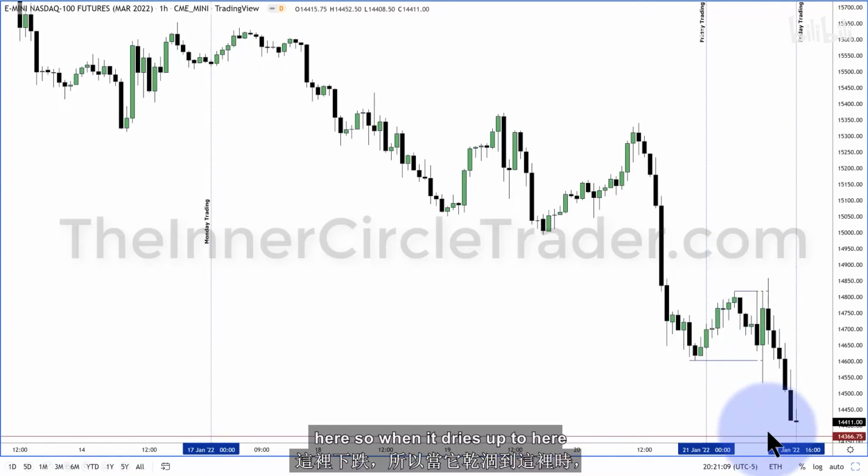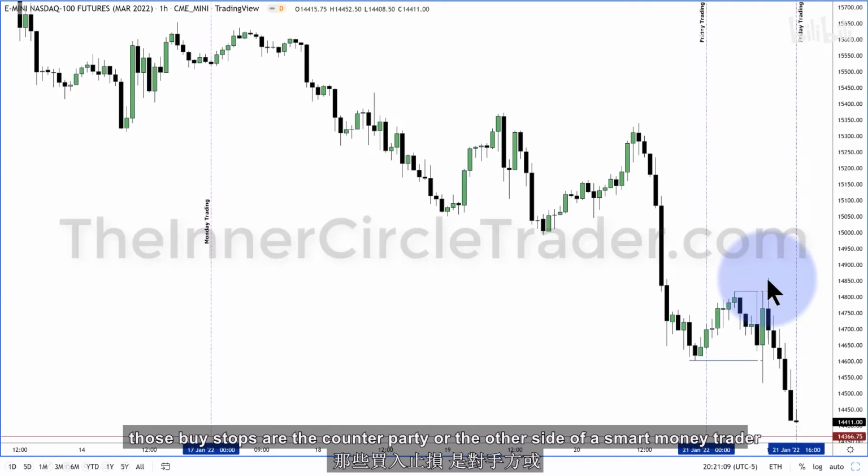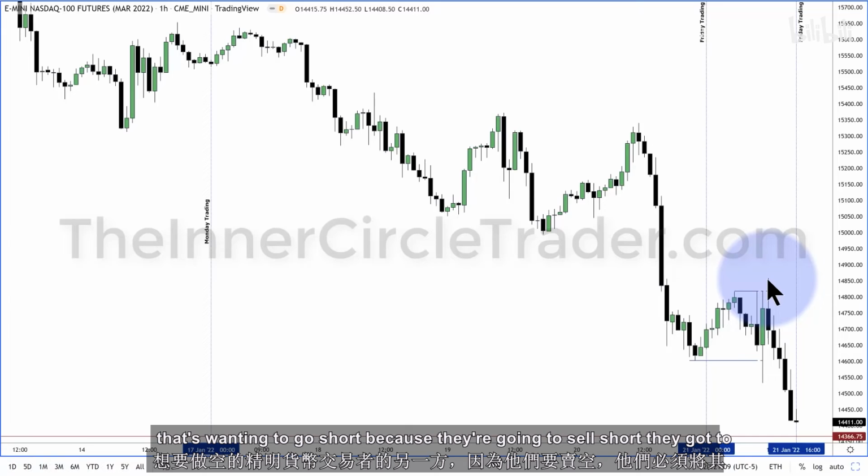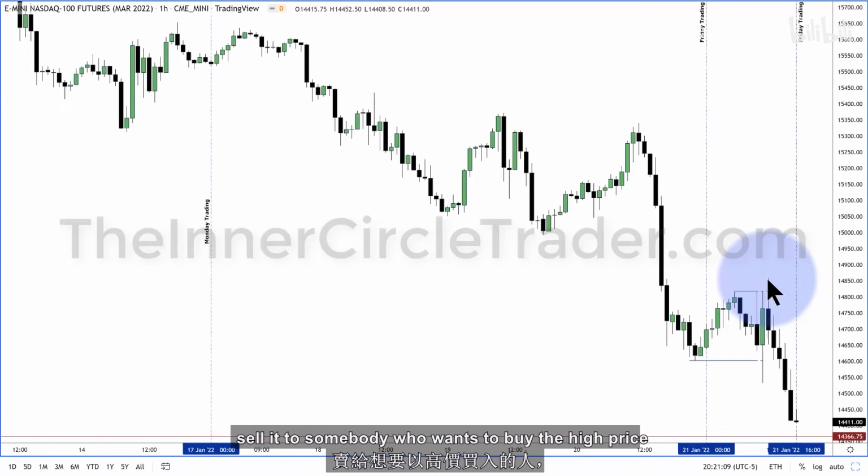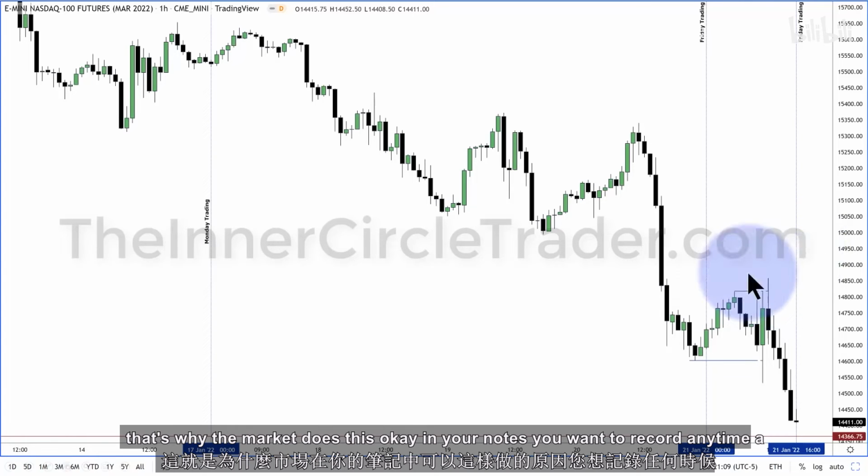Remember, the market wants to go down here. So when it drives up to here, those buy stops are the counterparty, or the other side, of a smart money trader that's wanting to go short, because they're going to sell short. They've got to sell it to somebody who wants to buy it at a high price. That's why the market does this.